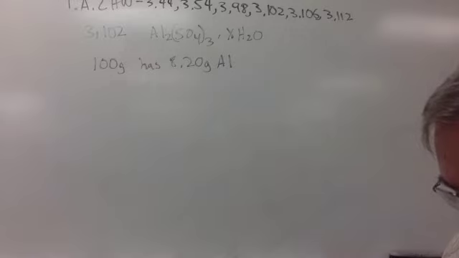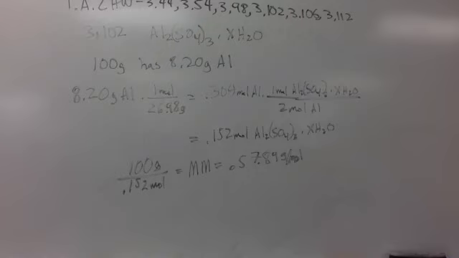In other words, the number of water molecules associated with the aluminum sulfate formula unit, Al2(SO4)3. So we want to find X. X should be a whole number in these problems. And so we are going to find it by assuming that we have 100 grams of the chemical, so that 8.20% is 8.20 grams of aluminum.